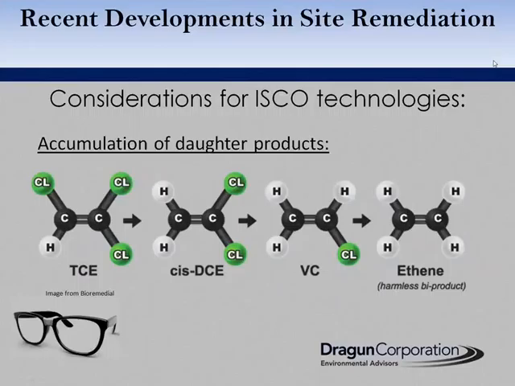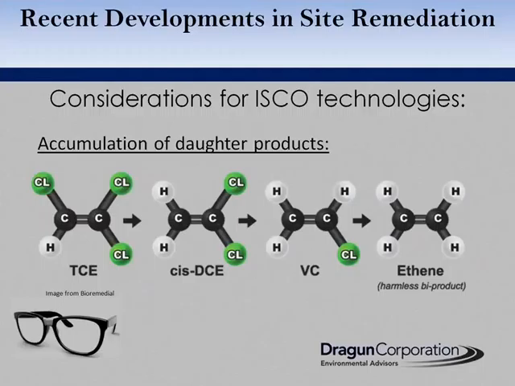Another thing when considering ISCO for your site is the potential for daughter products. So basically all contaminants break down into other, typically less toxic compounds during the redox process. This slide shows an example of how a chlorinated solvent would break down in the redox process. This is the trichloroethylene, or TCE, reduction chain.